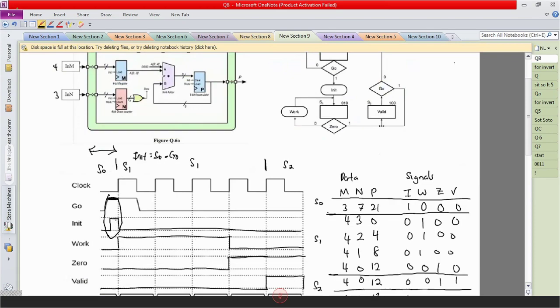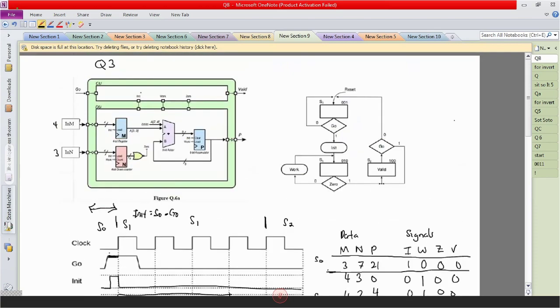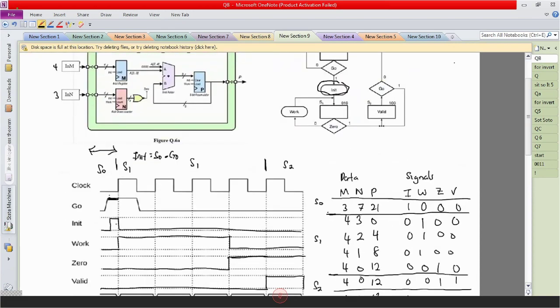Wait. What do you think? Is init an input or output? Init is here. Init is the output of S0 and go.